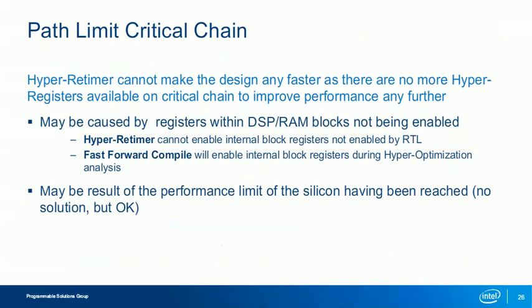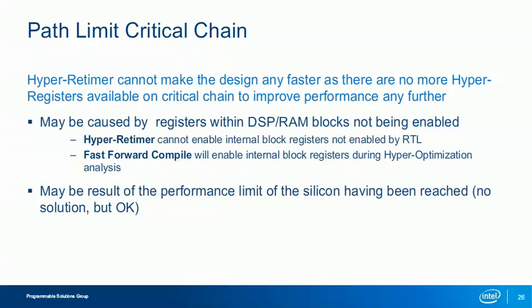The second type of critical chain is the path limit critical chain. With this critical chain, the hyper retimer and/or fast forward cannot make the clock domain any faster because there's simply no more hyperregister locations in the path that will result in performance improvement. So unlike insufficient register critical chain, where there are empty hyperregister locations but not enough registers in the design to make use of them, the path limit critical chain is kind of the opposite.